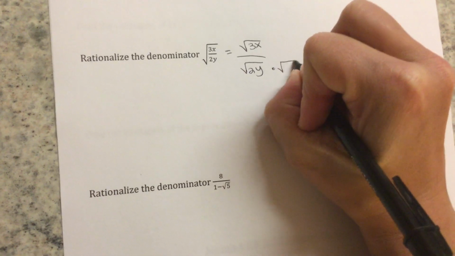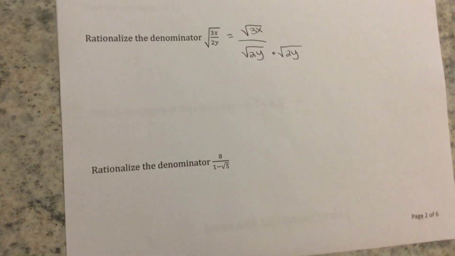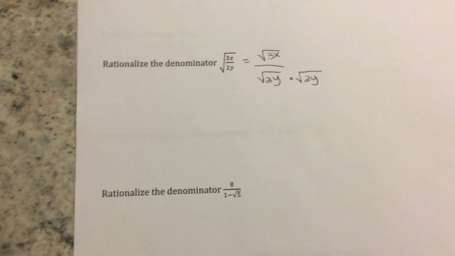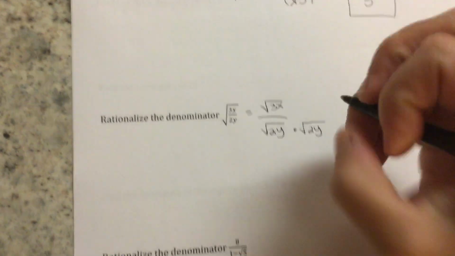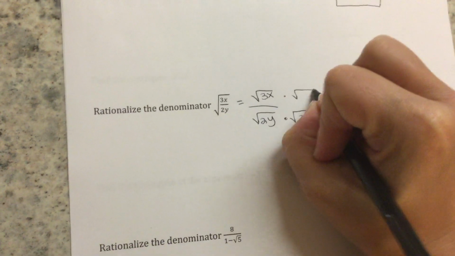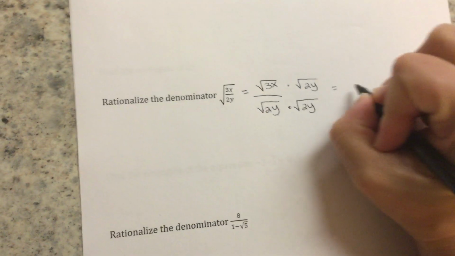So I have the square root of 2y, and because it's a square root, I need 2 of them in order to come outside the radical. So I'm going to multiply the top and the bottom by the square root of 2y. What you do to the top, you have to do to the bottom.